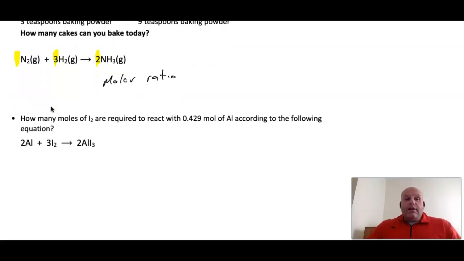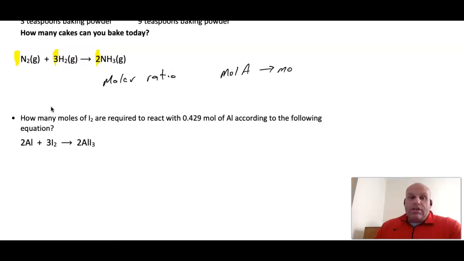So if you take a look at our first example, how many moles of I2 are required to react with 0.429 mole of Al according to the following equation? With a balanced chemical equation, I am now able to convert from moles of one substance to moles of a different substance. All the molar conversions that we did earlier were of the same substance. We converted grams to moles or particles and so forth. Here I'm going to change substances, and I can do that if I have a balanced equation.